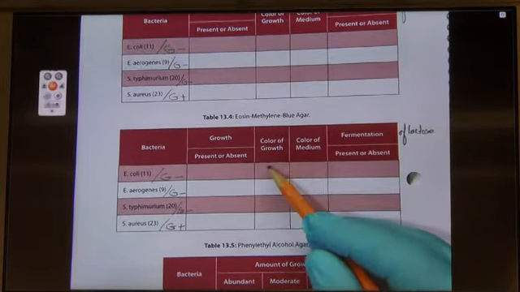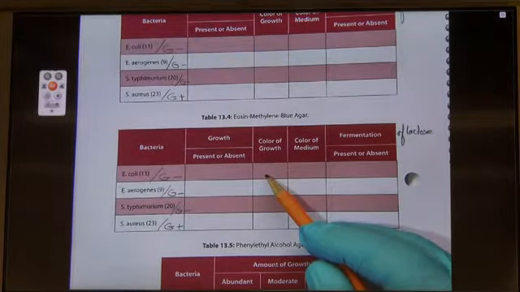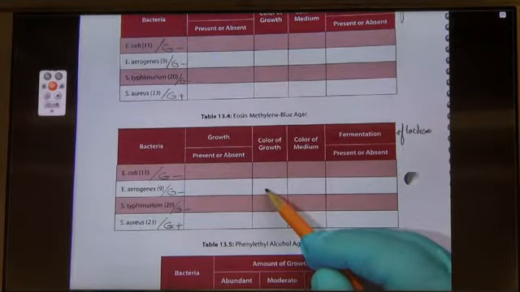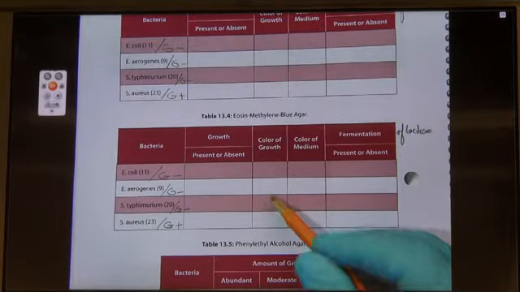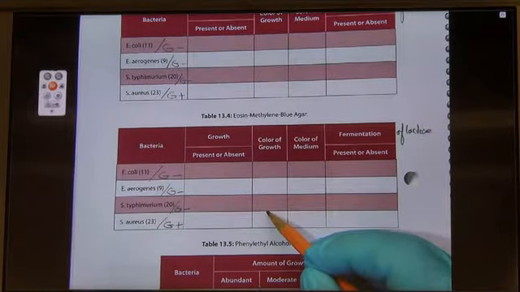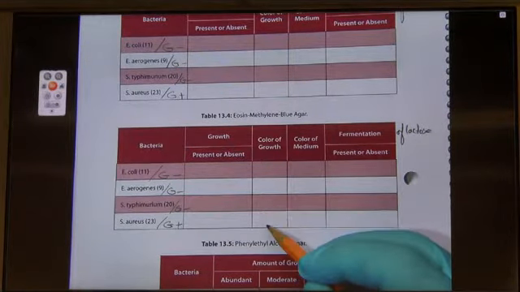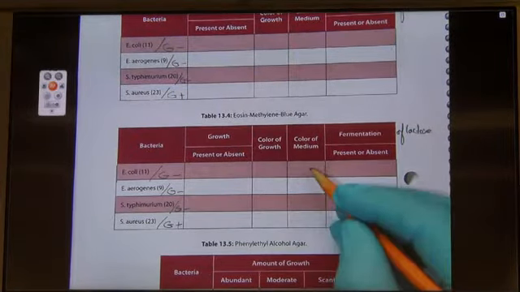Color of growth, E. coli: green metallic. E. aerogenes, pink. Salmonella typhimurium, gray. Staph aureus, NA. Color of the medium.